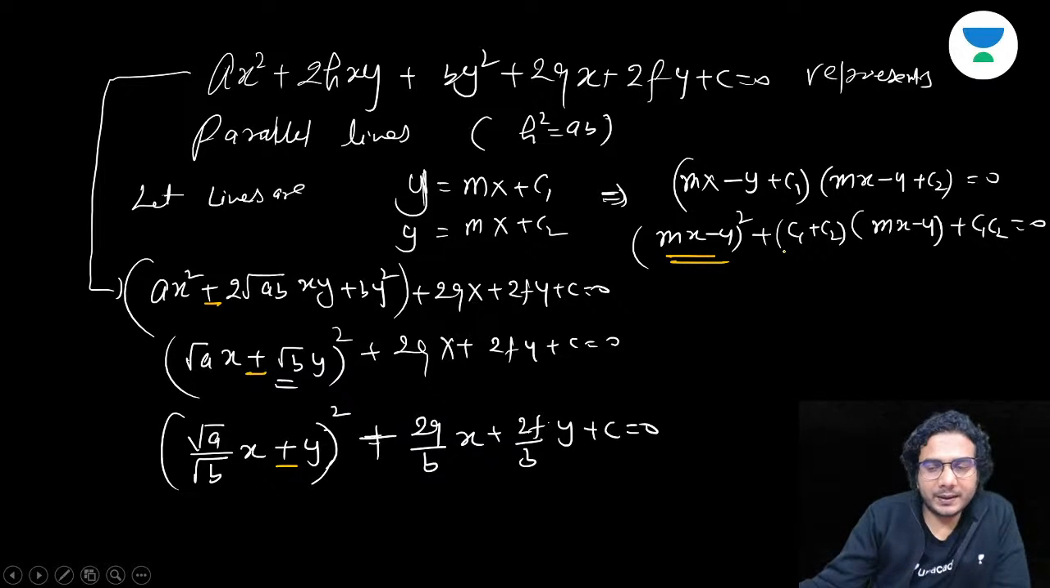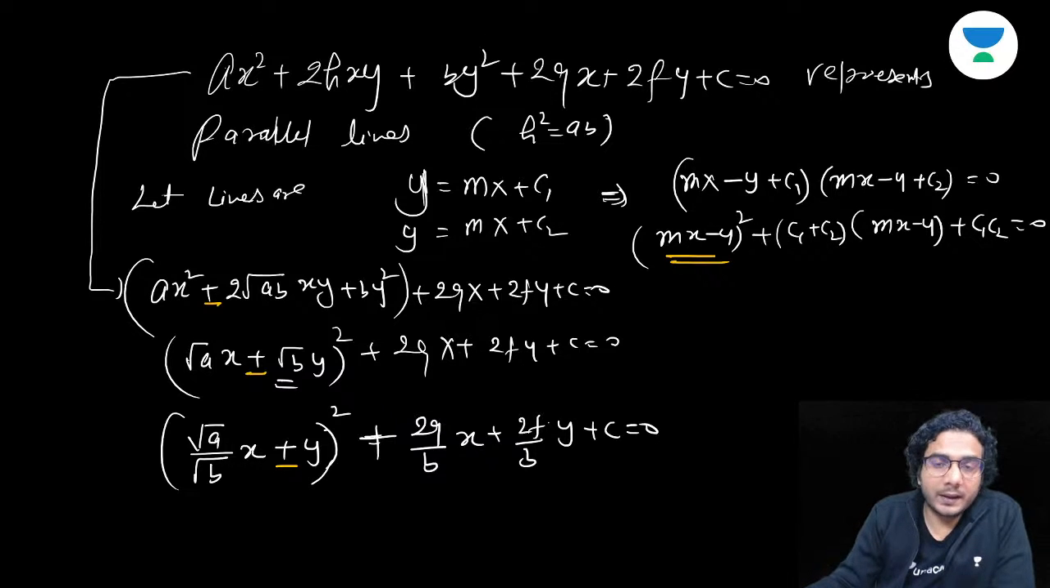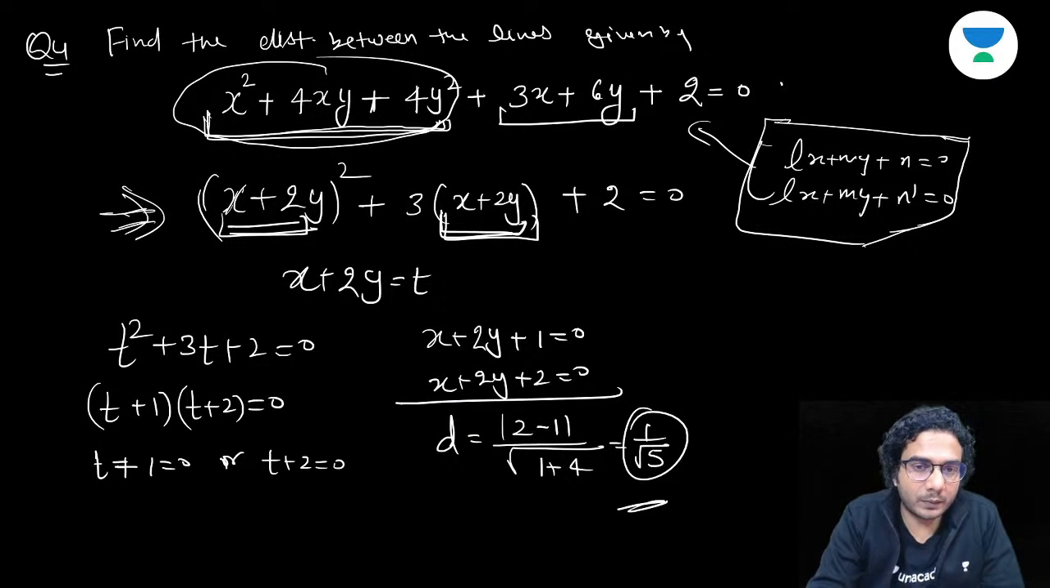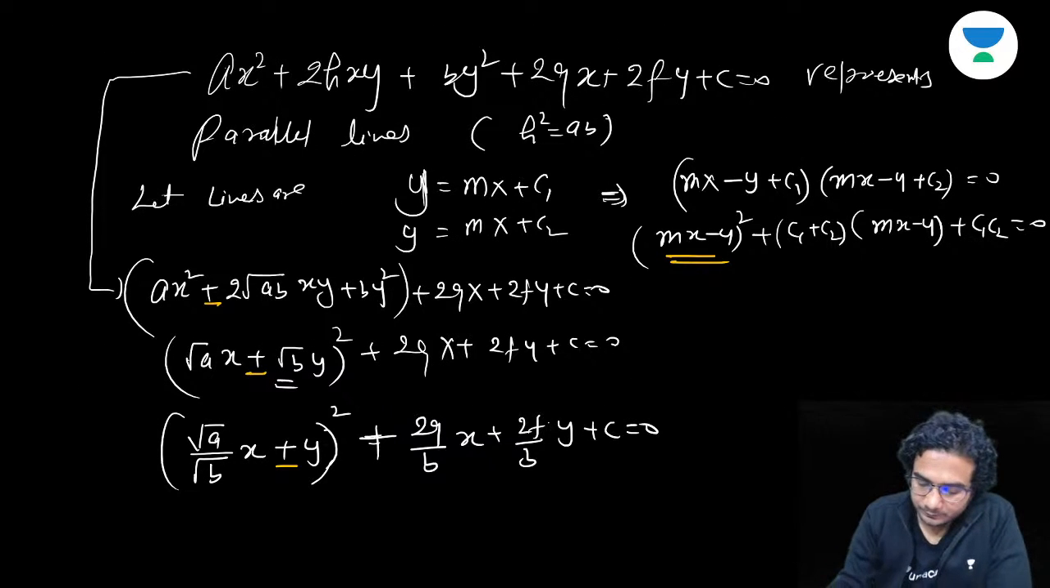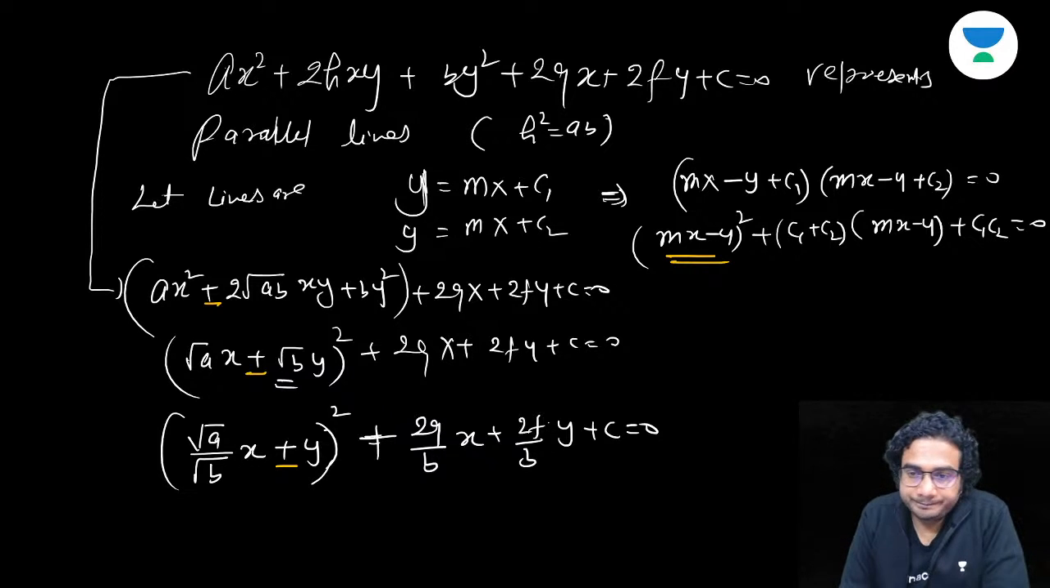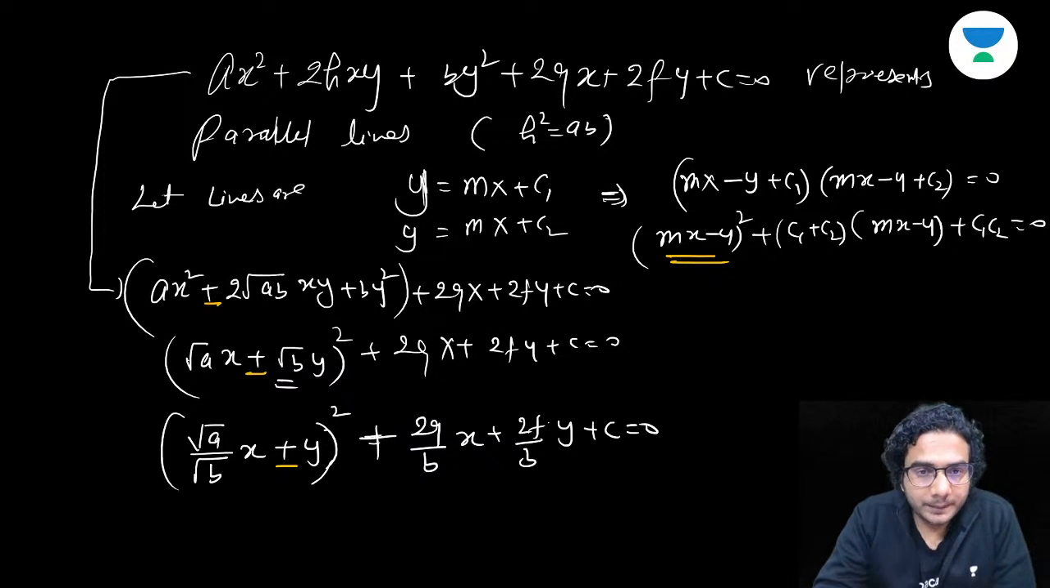And by comparing, you can find C1 plus C2 and C1 into C2, and then you can derive that formula. But solving in this way is better than memorizing that formula. In this way, you can compare and find C1 plus C2 and C1 into C2. But not advisable.